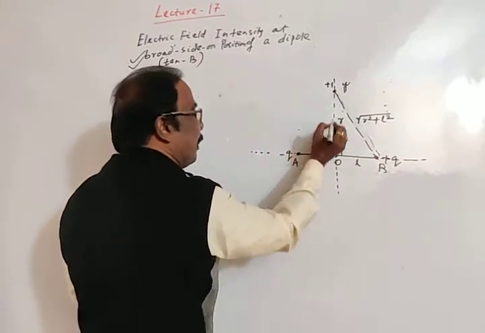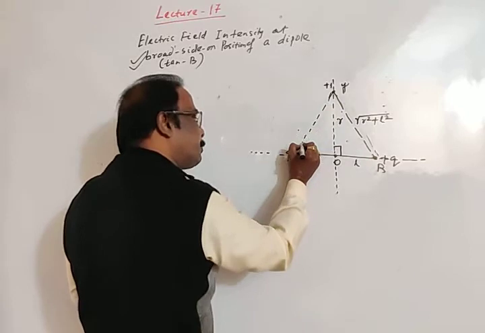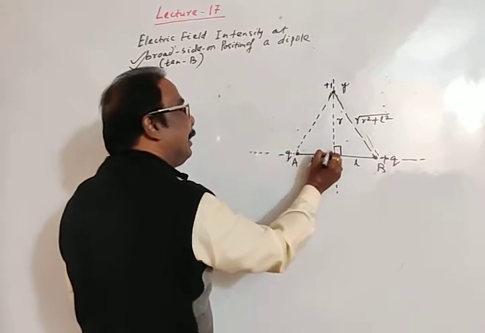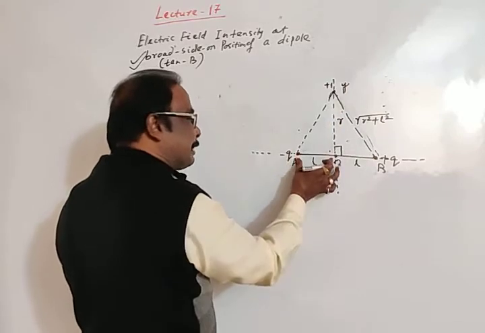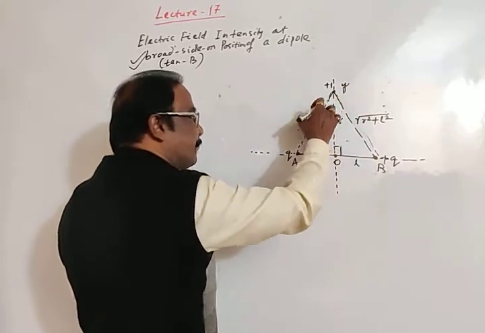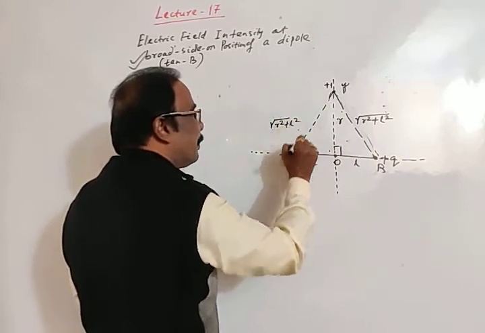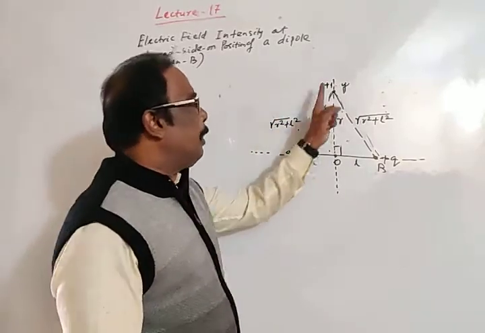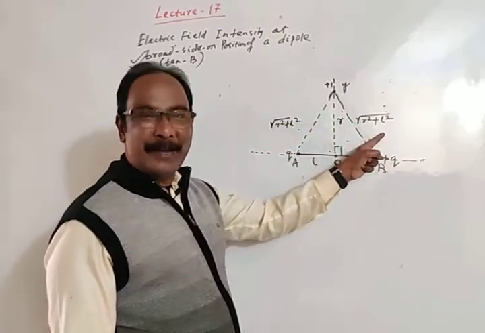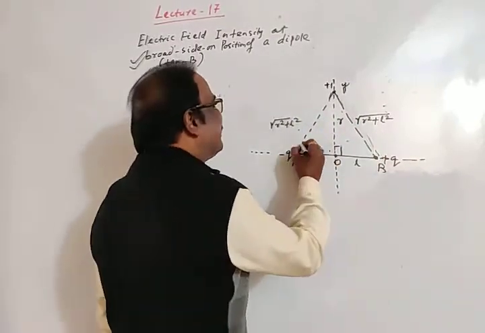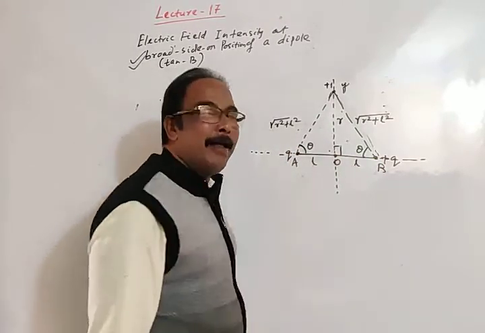Okay, similarly the distance of y from minus q, again this is 90 degrees. In triangle OAY, this is base L, this is perpendicular R, so this is the hypotenuse, and this distance is also the square root of R square plus L square. Thus in triangle AYB, these two sides are the same, so this angle is equal to this angle. Let these two angles be theta each.